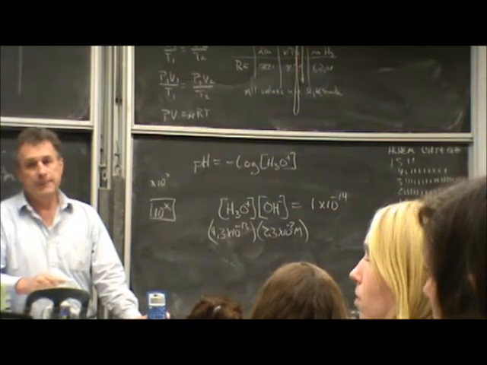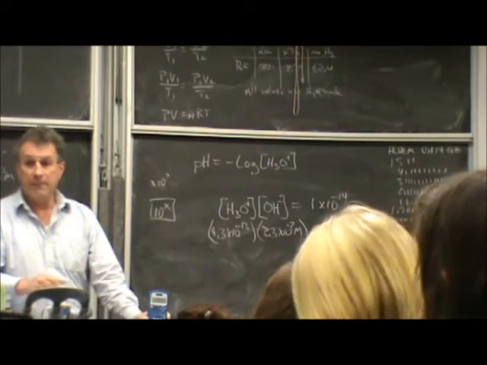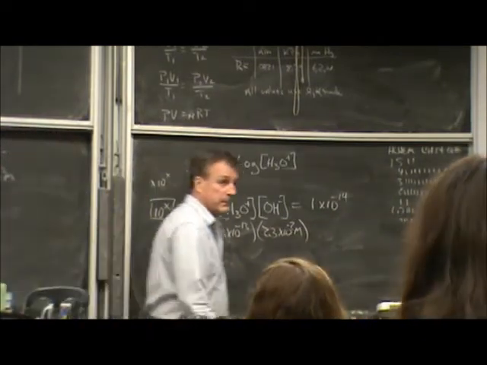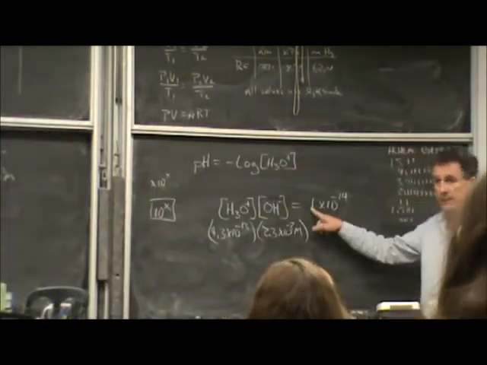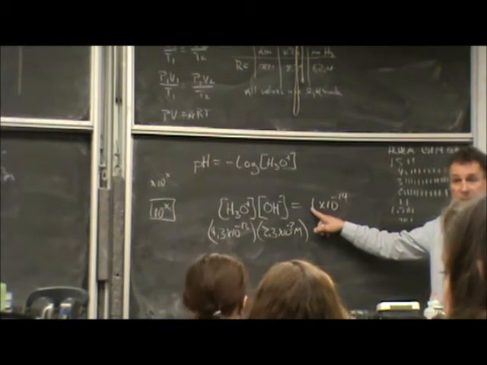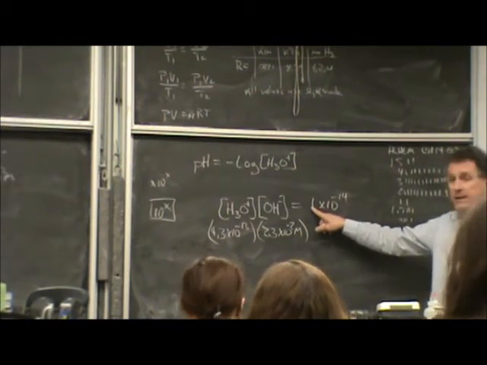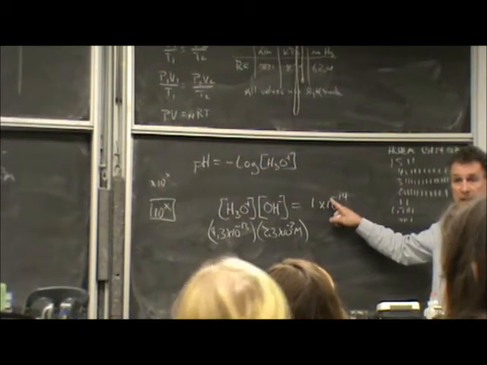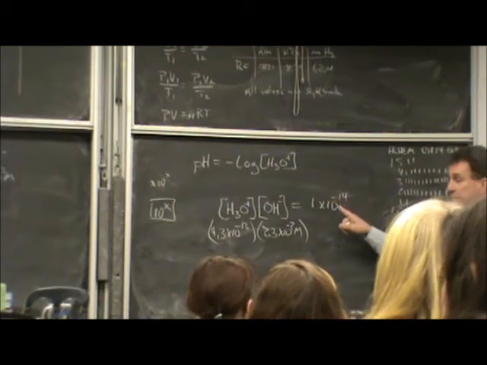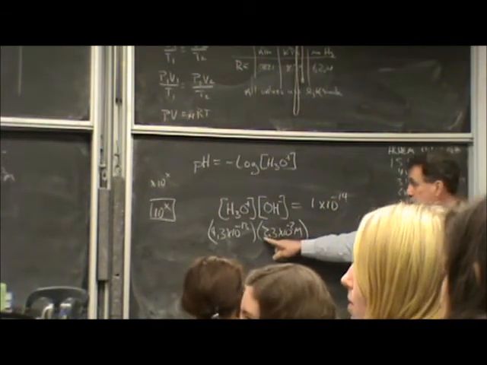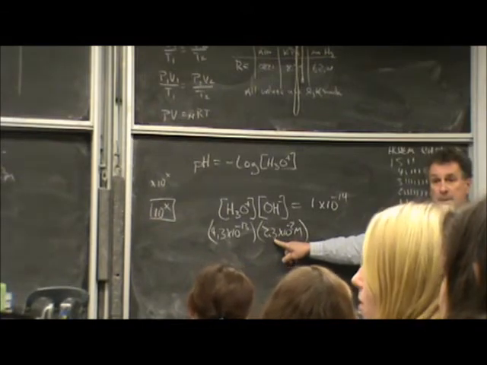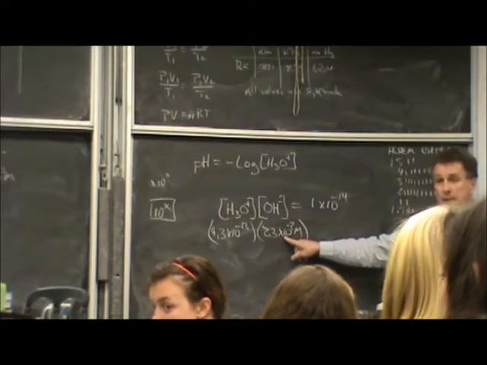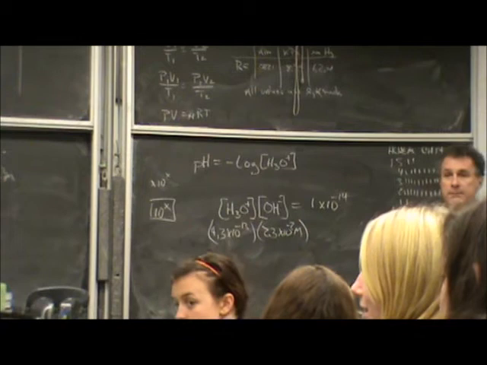Can you tell me exactly what you pressed? Yes. You'd enter 1. You got an EE or an EXP? I got an EE. 1, EE, negative 14, divided by 2.3, EE, negative 2, equals.